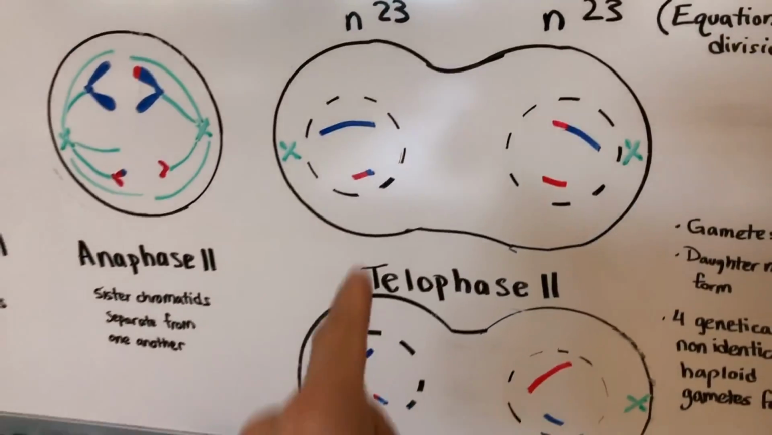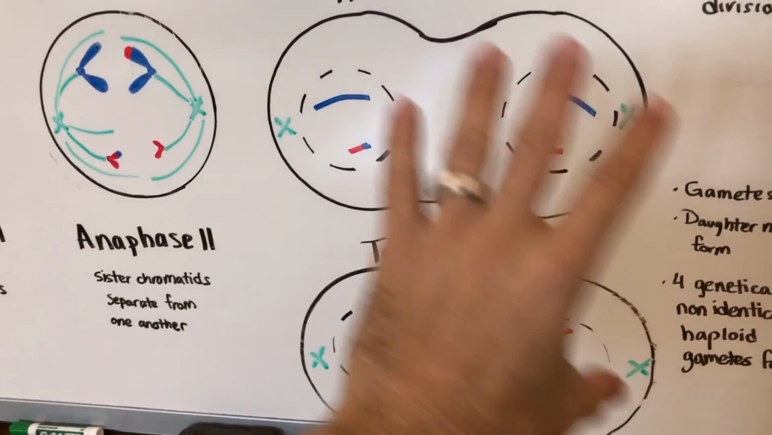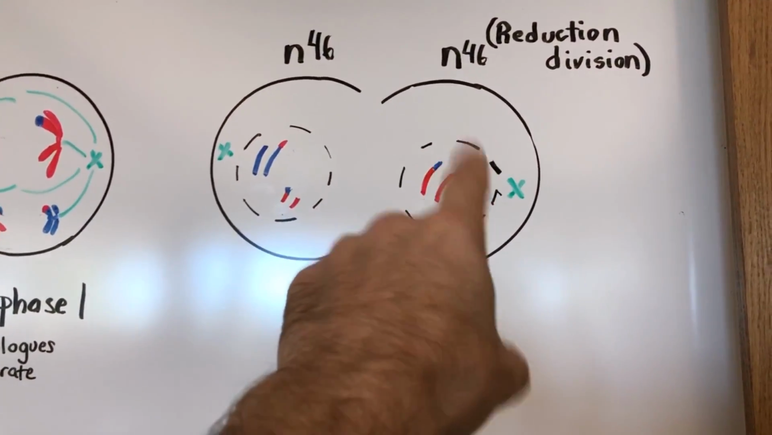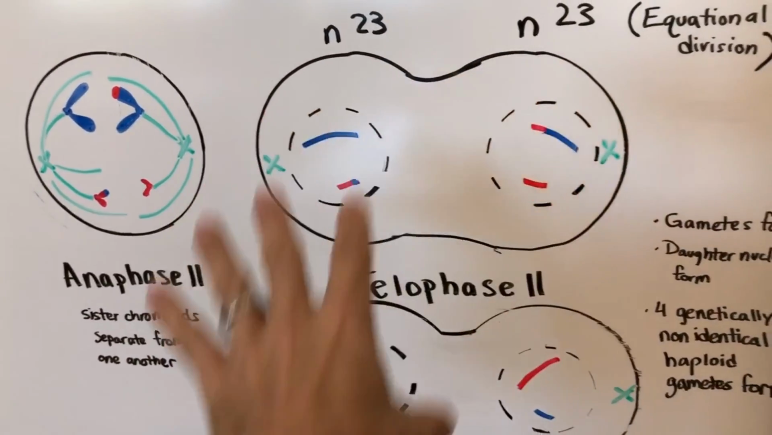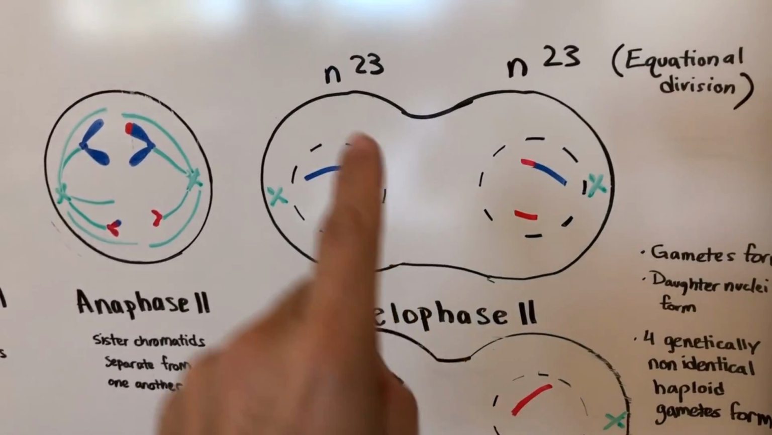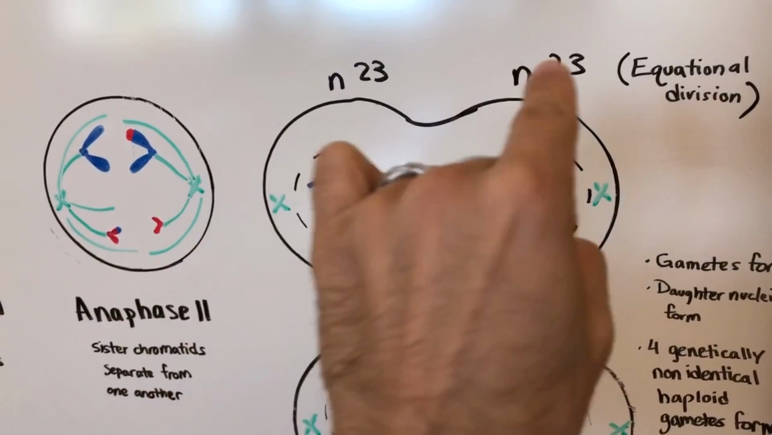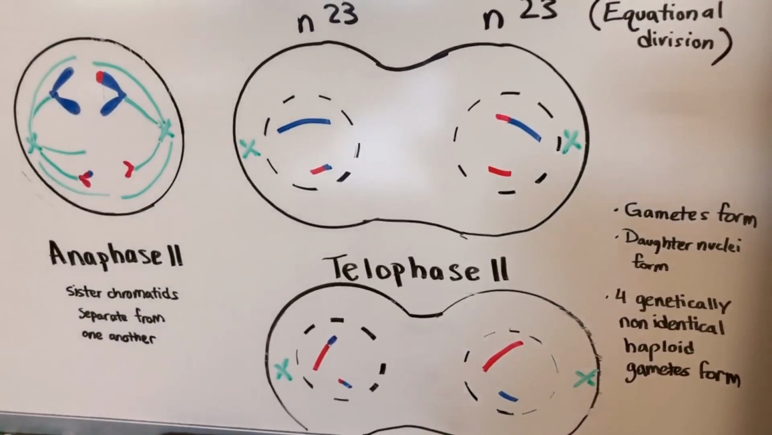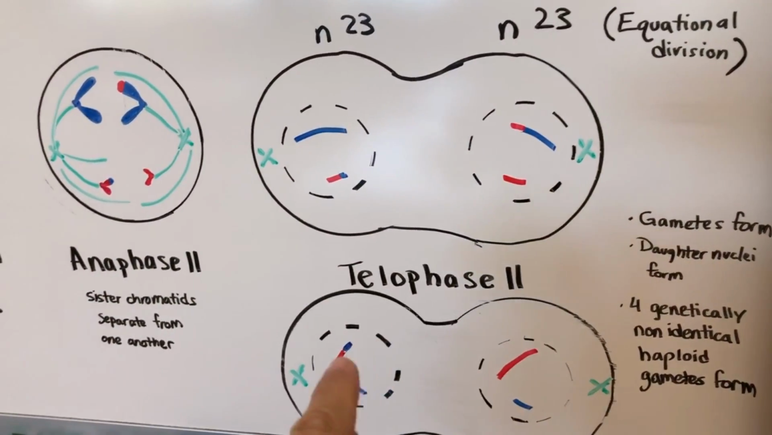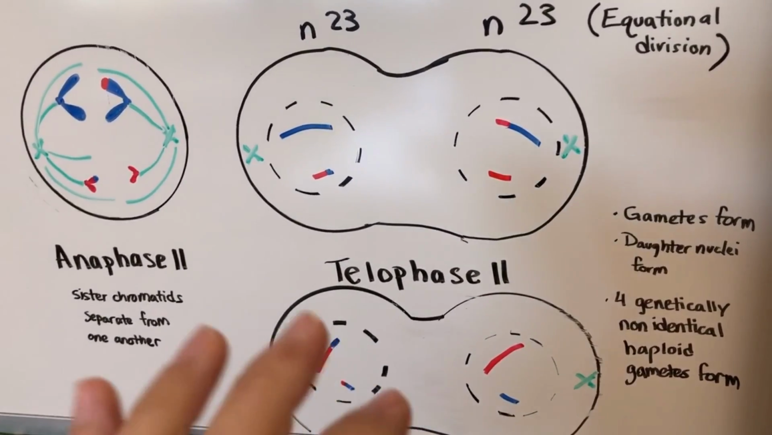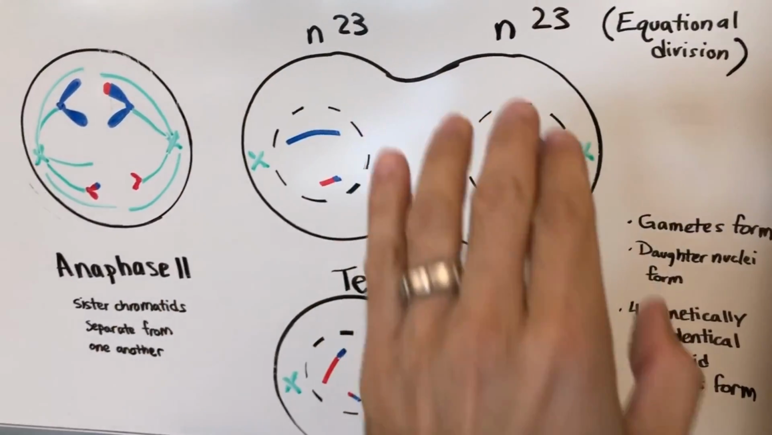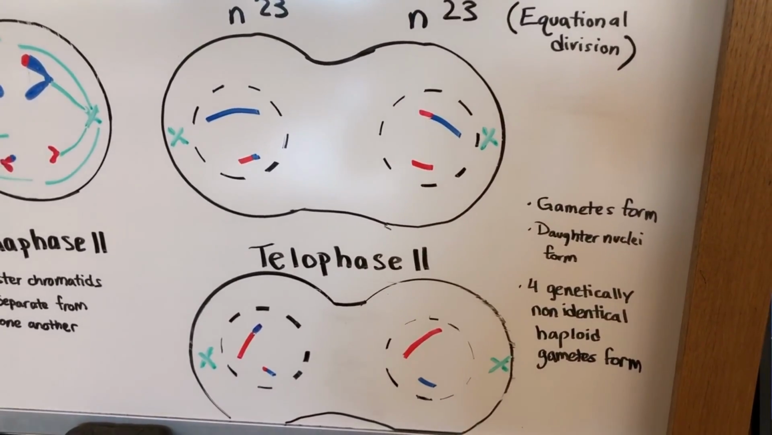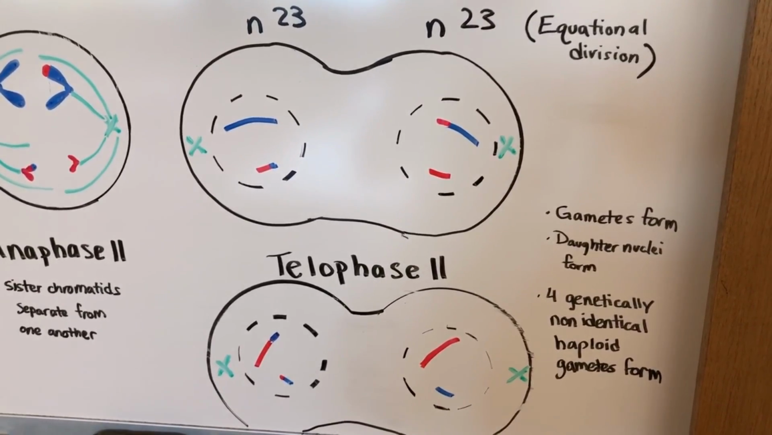Now, lastly, I'm showing you here what happened to all of the cells. So not just what happened to the left cell here, but also what's happening to the right. So I'm showing you all 4 of the resultant cells. Each cell now has 23 chromosomes. These are now called the gamete cells. Daughter nuclei form, okay? And what you should realize is none of these 4 cells is genetically identical anymore. These are all 4 genetically non-identical cells.